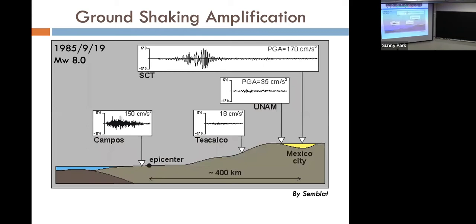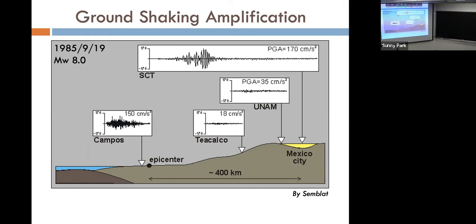A really good example of this is the Mexico earthquake that happened in '85. That was magnitude 8.0. The epicenter is here, near a city called Campos. This is a recording of acceleration, and this value is the maximum acceleration you got. As you get farther from the earthquake, as you expect, the shaking decreases, but not until you get to Mexico City. Then you actually have much higher amplitude, with the maximum value exceeding what we had at the city of Campos.